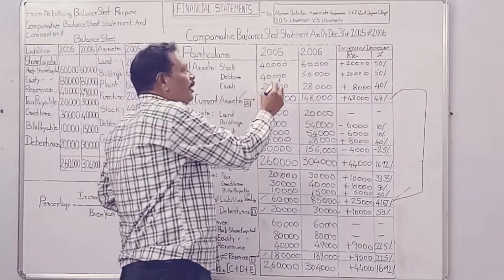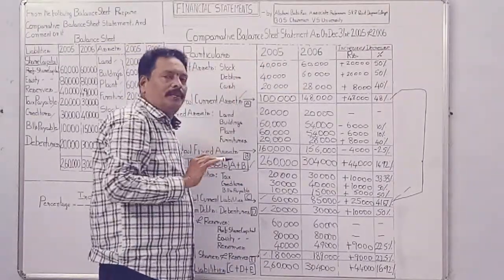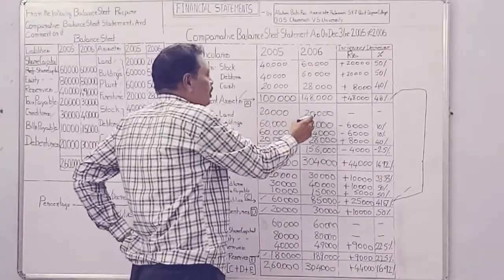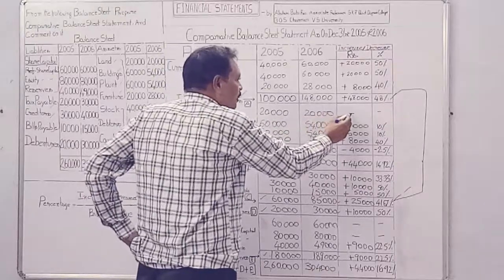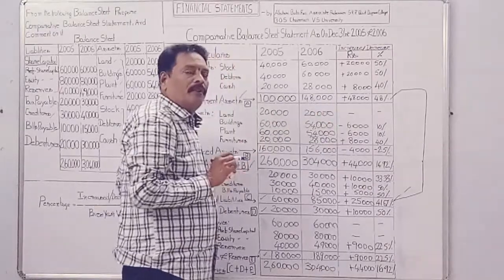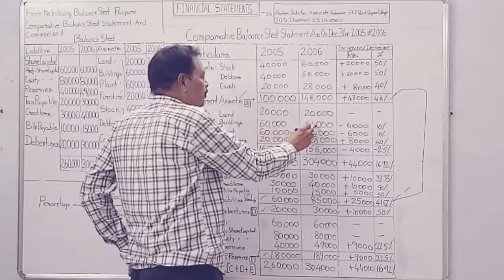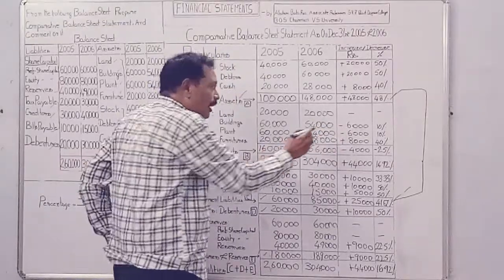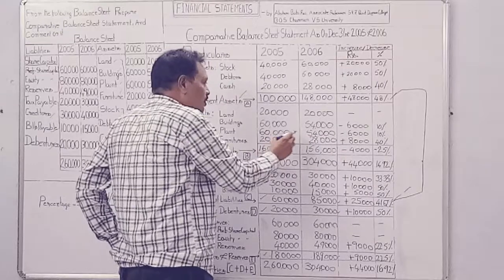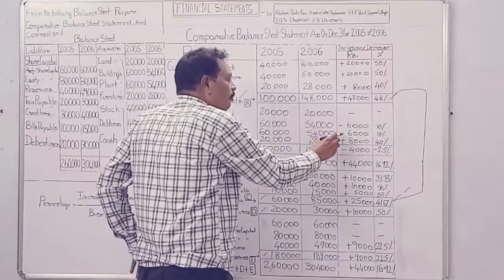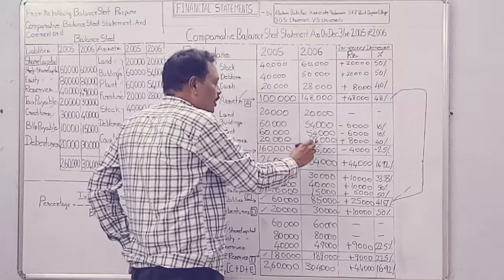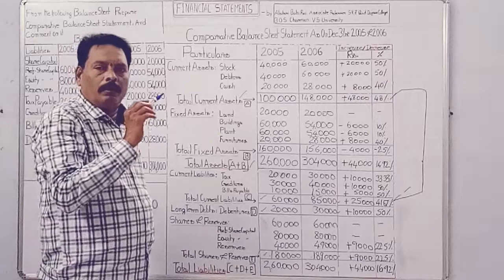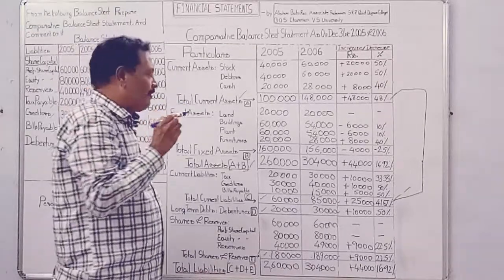When you compare the current year value with the base year value, you will get the increase or decrease. Here, land 20,000, 20,000, there is no change. You simply put a hyphen mark. Building 60,000, 54,000. Here, the value is decreased. That's why you put minus mark. 60,000, 54,000, minus 6,000. Here, 20,000, 28,000, 8,000 increased, plus, increased value indicated by plus.